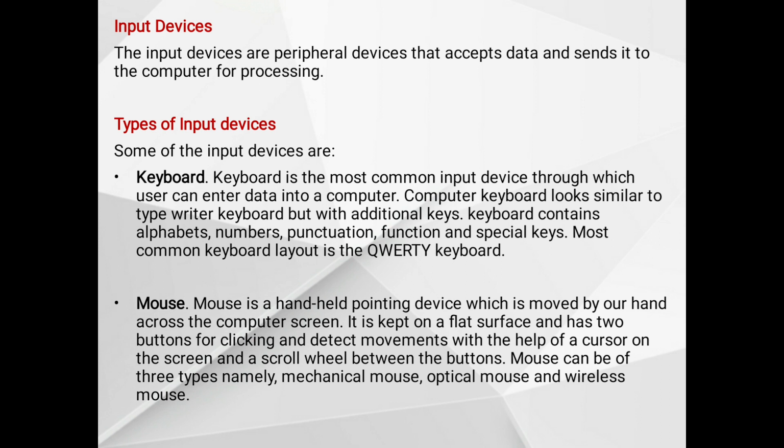So mouse can be of three types, namely mechanical mouse. Mechanical mouse has a roller ball fitted below the mouse. As you move the mouse, the ball also moves, and hence the cursor moves. Then you have your optical mouse, which has an LED light implanted inside the mouse. So it is a light sensitive mouse. And then you have a wireless mouse.